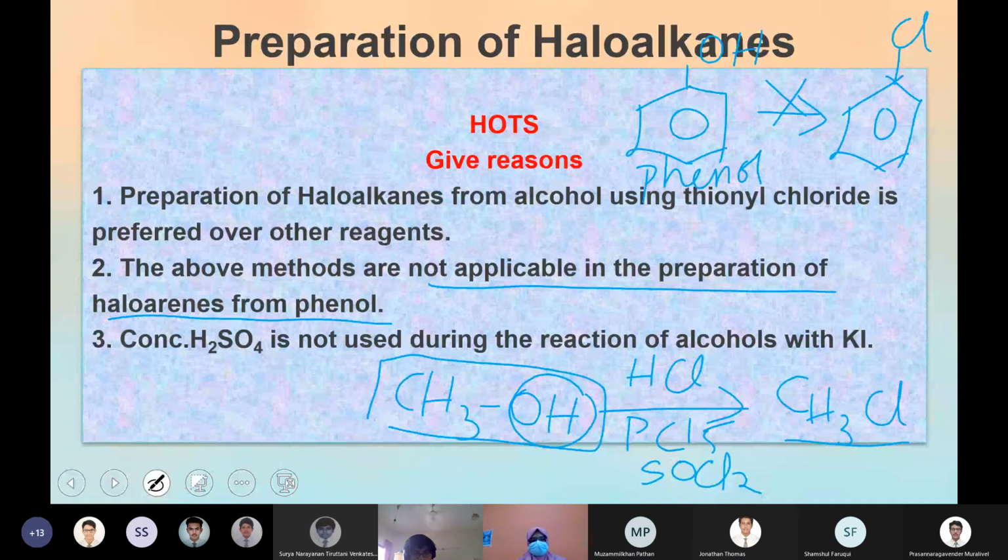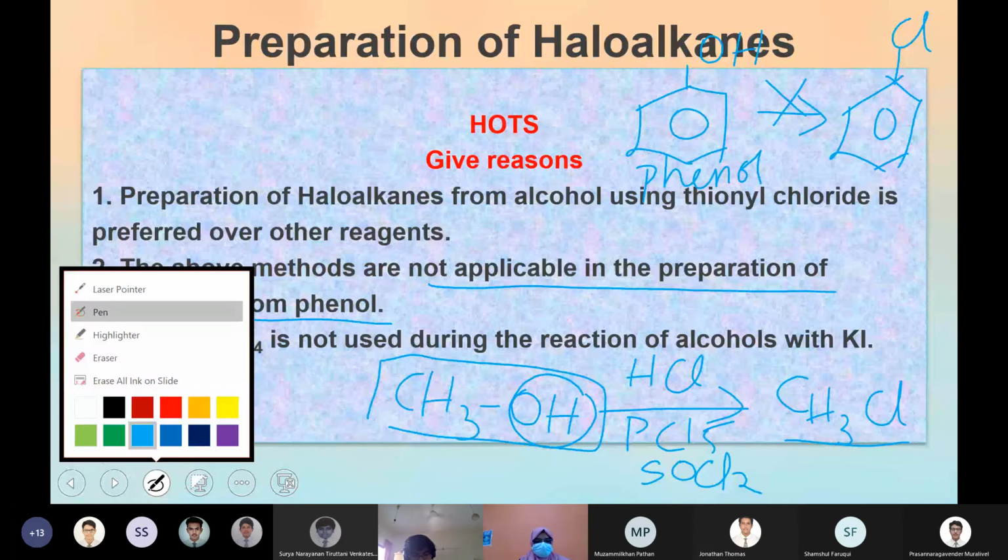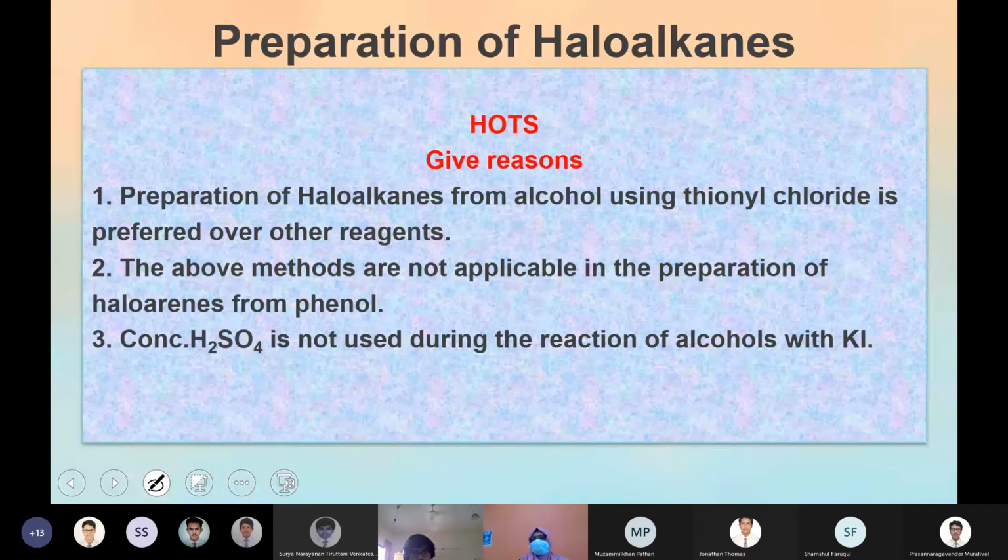What will be the reason? That is the second question. The above methods are not applicable in the preparation of haloarenes from phenol. Why? What is the speciality of this benzene ring with OH? You need to think about what we discussed last year.